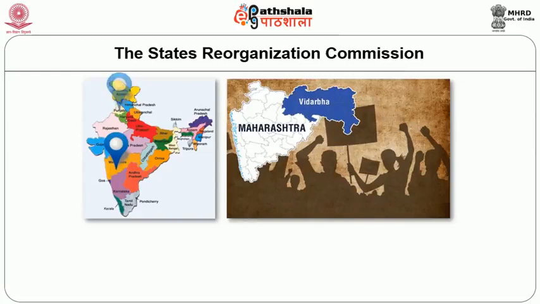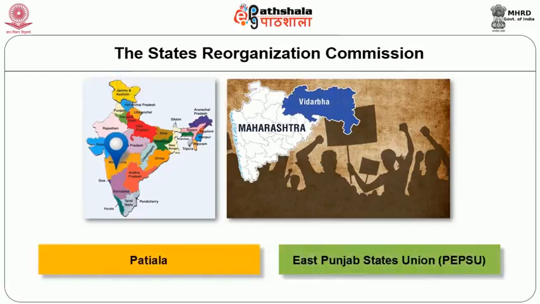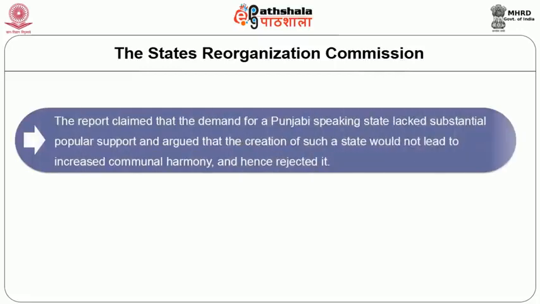In the case of Punjab, the commission recommended that the state be expanded by merging Himachal Pradesh as well as the Patiala and East Punjab States Union, PEPSU, into it to create a larger Punjab state. The report claimed that the demand for a Punjabi-speaking state lacked substantial popular support and argued that the creation of such a state would lead to increased communal hatred and would not really encourage communal harmony. Hence, it rejected the demand for a separate Punjabi Suba.